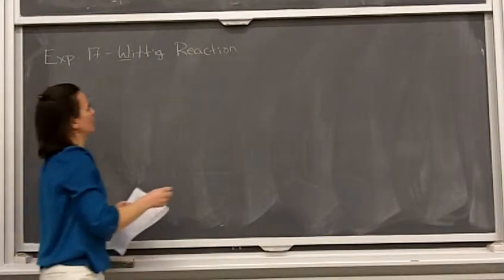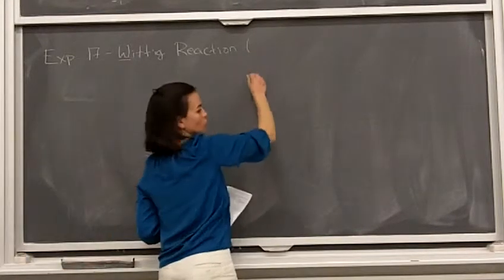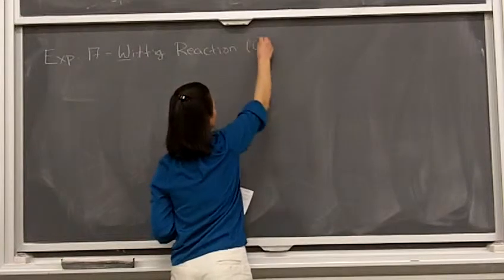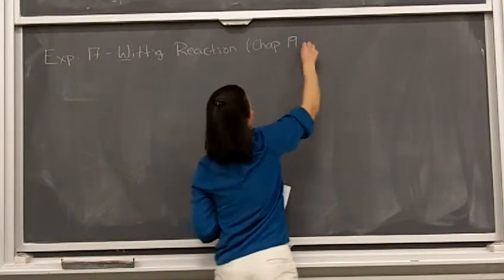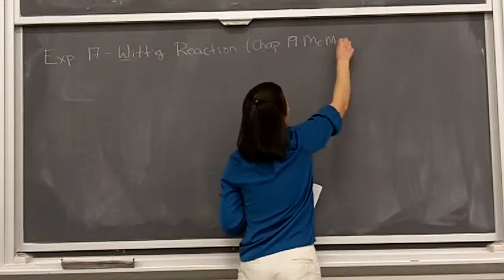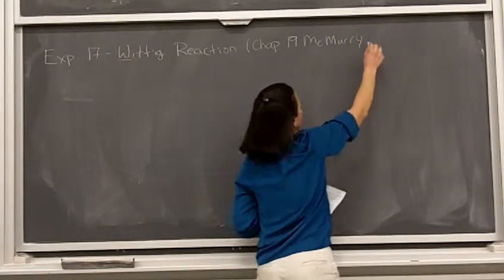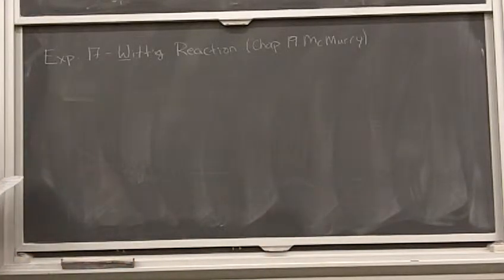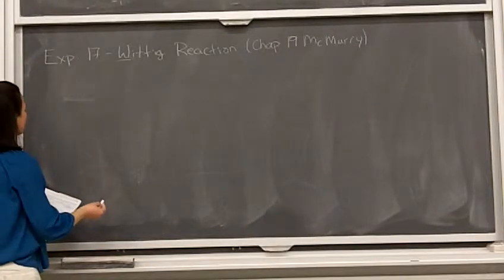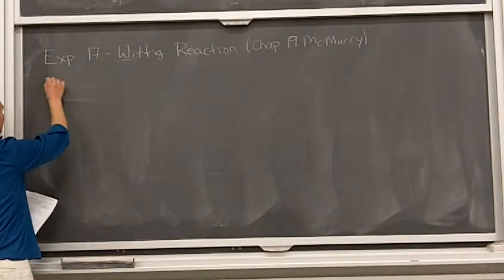I don't think you're quite to this point in lecture yet, but chapter 19 in McMurray covers the Wittig reaction, or it's discussed in chapter 19. So if you want to look at it in your textbook as well. But the basic reaction is you're going to start with what is called an ylid.